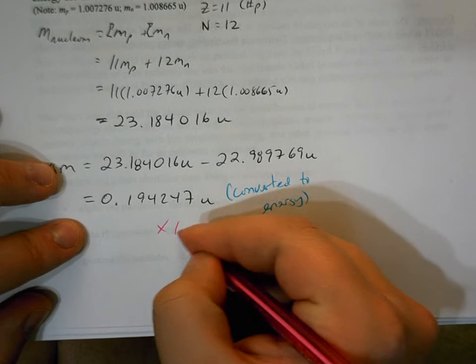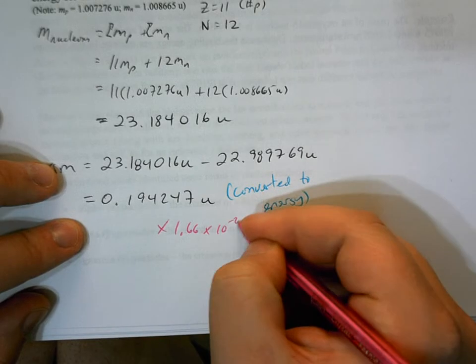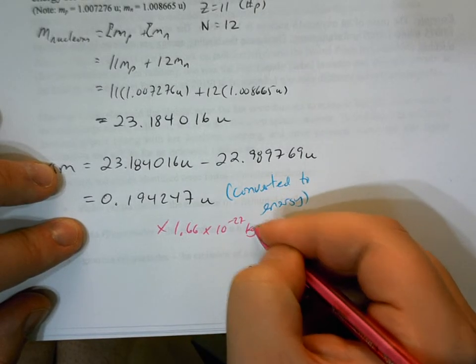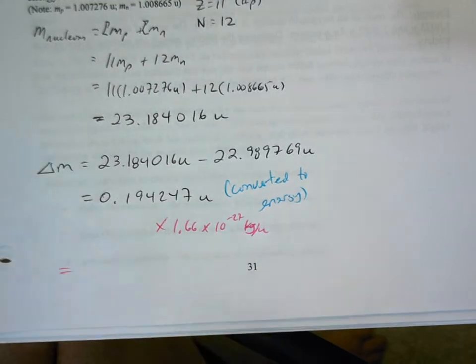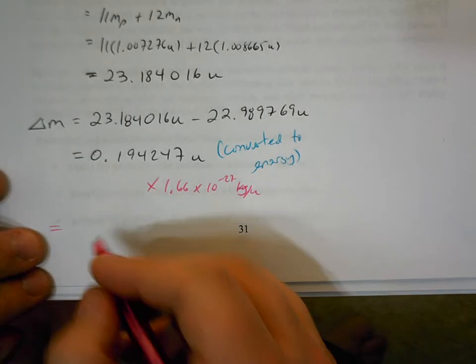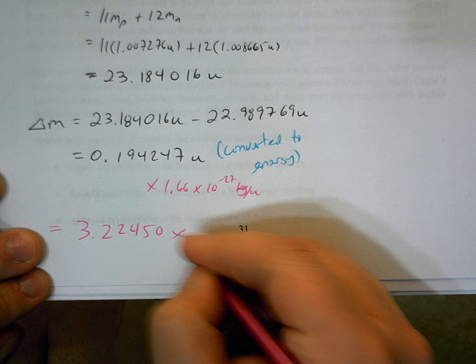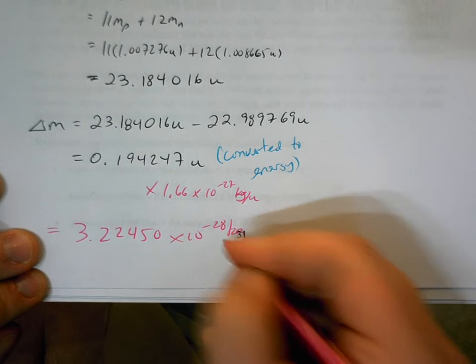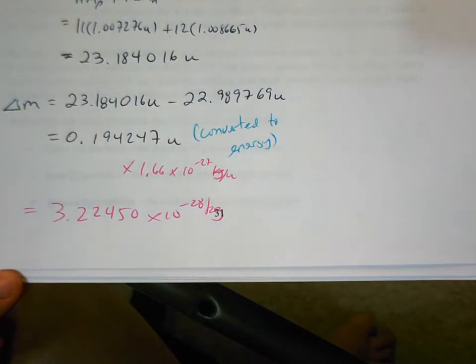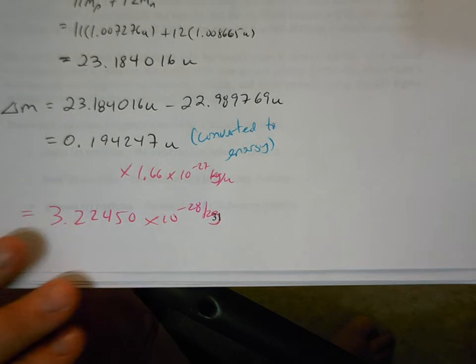We know that 1 u is 1.66 times 10 to the minus 27 kilograms. That is on the data sheet. So our mass defect in kilograms is going to be about 3.22450 times 10 to the minus 28 kilograms. This is the number that we're going to use to calculate the energy.